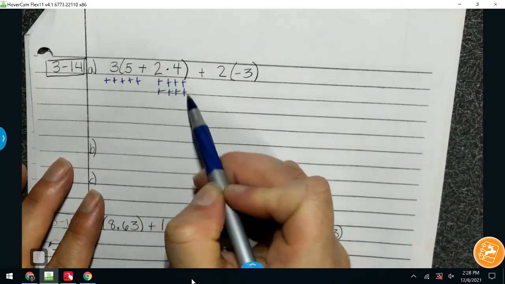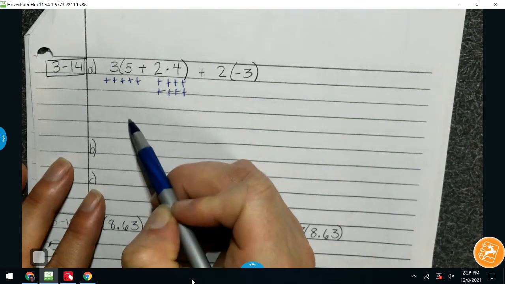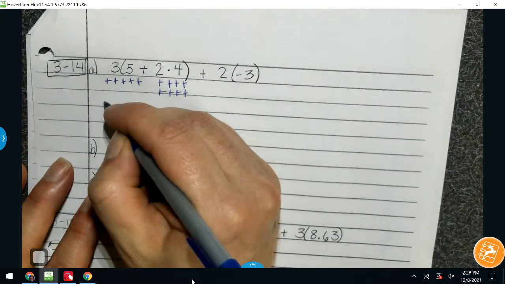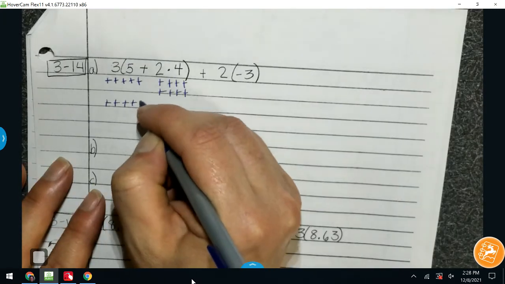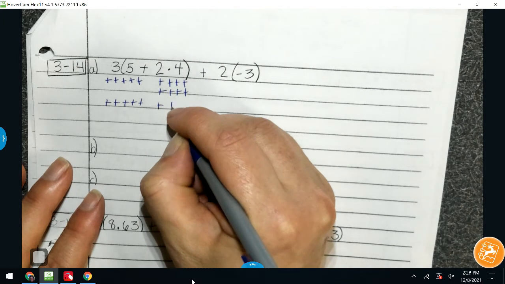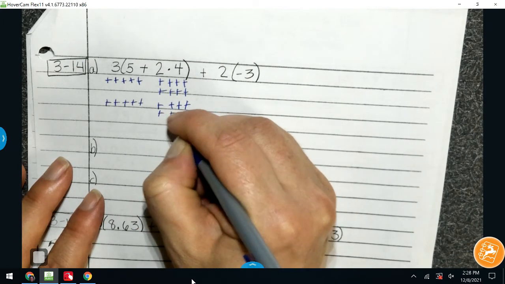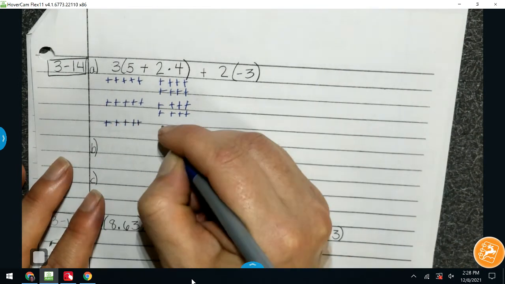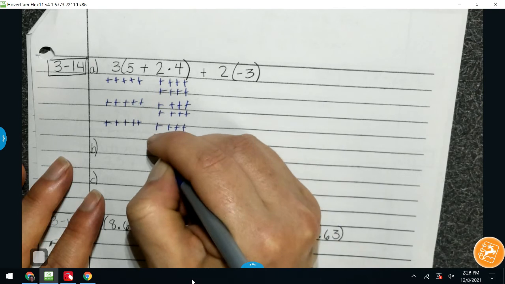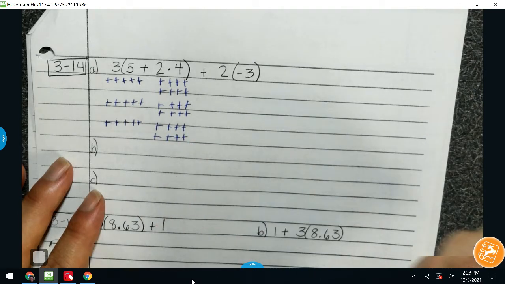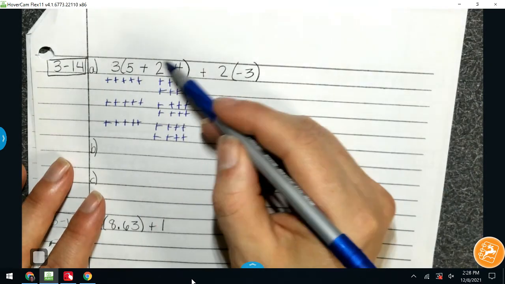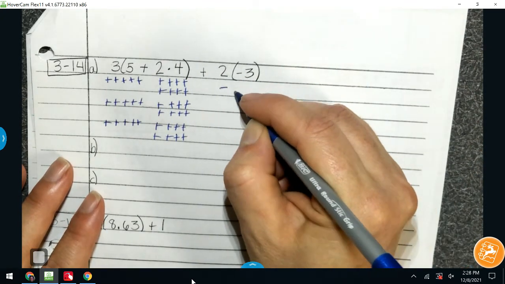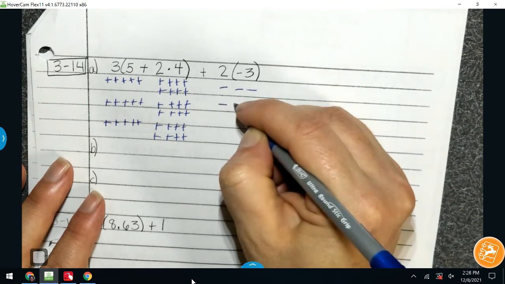Now that I have the 1 group made, I need to make 3 groups altogether. So I'm going to copy this same group 2 more times. So I have 1, 2, 3, 4, 5 integer tiles plus 2 groups of 4. So there's my second group. Okay. So right here, that's all what this is right there. And then I'm adding 2 groups of -3. So I have 1 group, 2 groups.